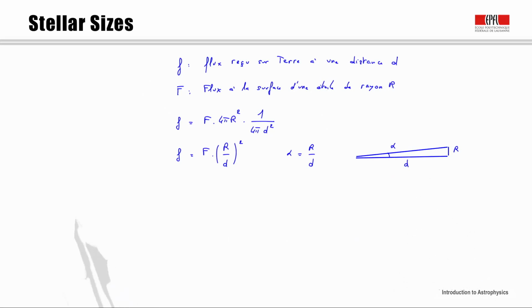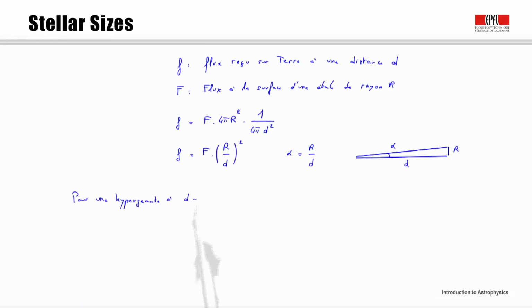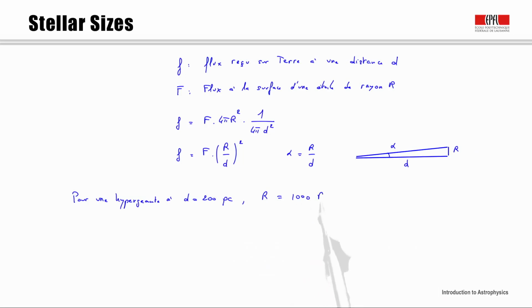Considering a hypergiant star at a distance of 200 parsec, a very close star with a radius of 1,000 solar radii, we get that A is roughly equal to 0.02 arcsecond. 0.02 arcsecond is approximately half the size of the smallest visible detail by current telescopes. It is therefore totally impossible to observe the surface of another star than the Sun. The Sun is the only star on which we see surface features.